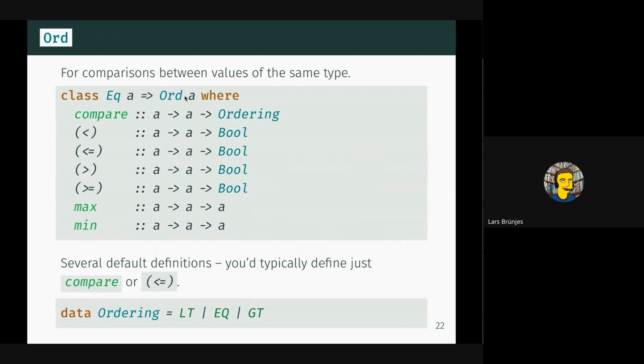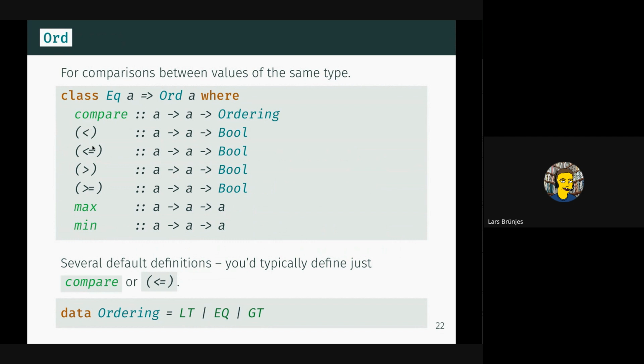So that means in order to be an instance of Ord, a also needs to be an instance of Eq. So everything that's in Ord is also in Eq. That's what this says. And similar to Eq, there's lots of redundancy here.